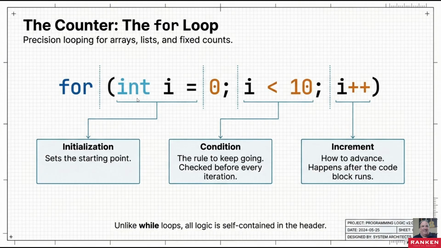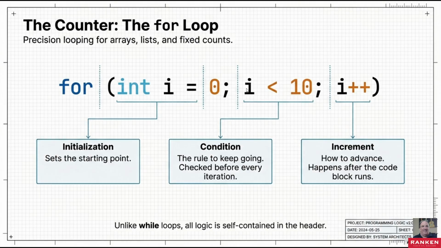So this is your initialization. You have int i = 0. The second part here is your condition, the rule to keep going, checked before every iteration. Usually in this for loop you're going to have code underneath, an open curly brace and an end curly brace in this for statement. You're going to be looping, doing some logic, executing some code basically 10 times here. Is i less than 10?